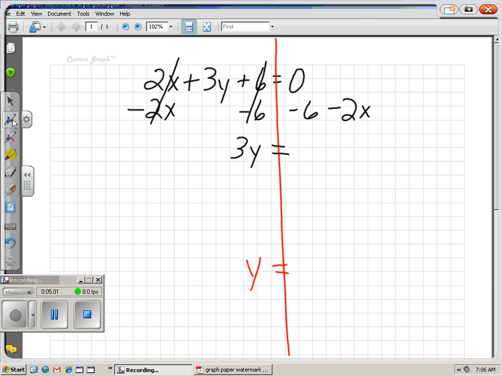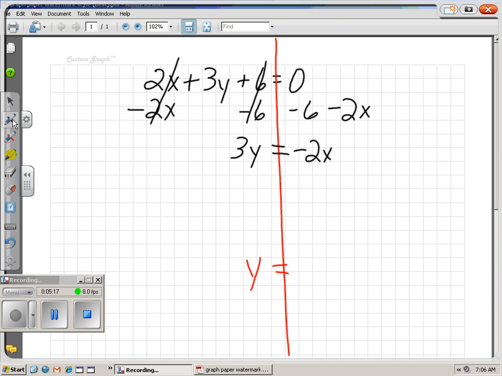Now over here I have negative 6 minus 2x, but I would rather have the x come right after the equal sign. So I'm going to put my 2x here. But don't forget, there's a negative in front of that 2x. It's minus, but it's the same thing as negative. There's a negative in front of the 2x.